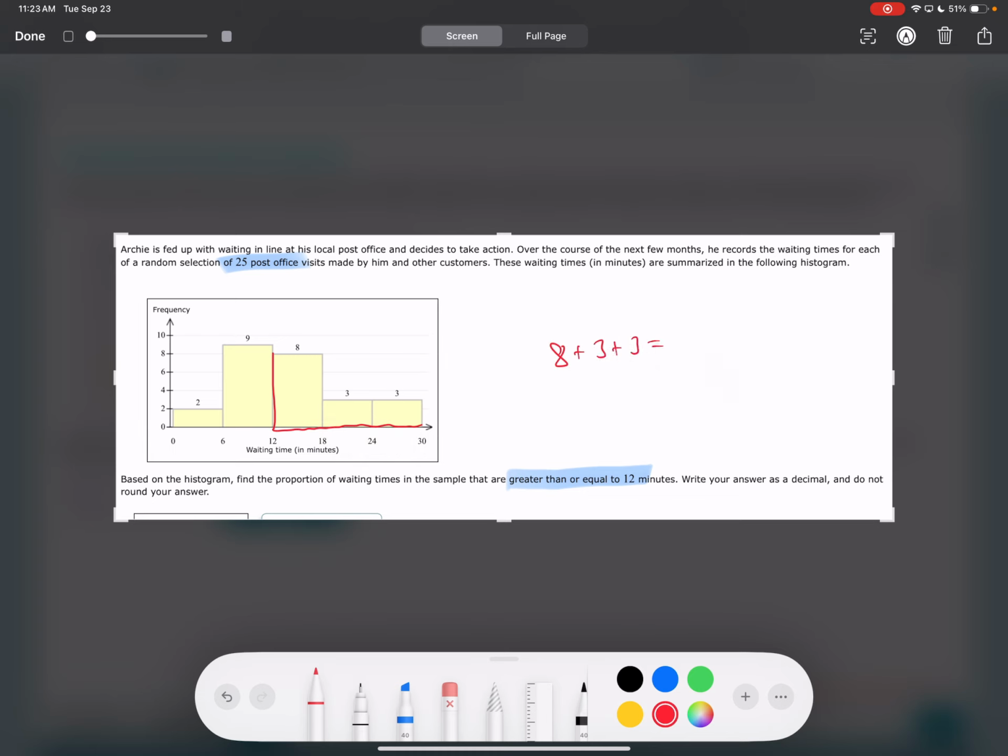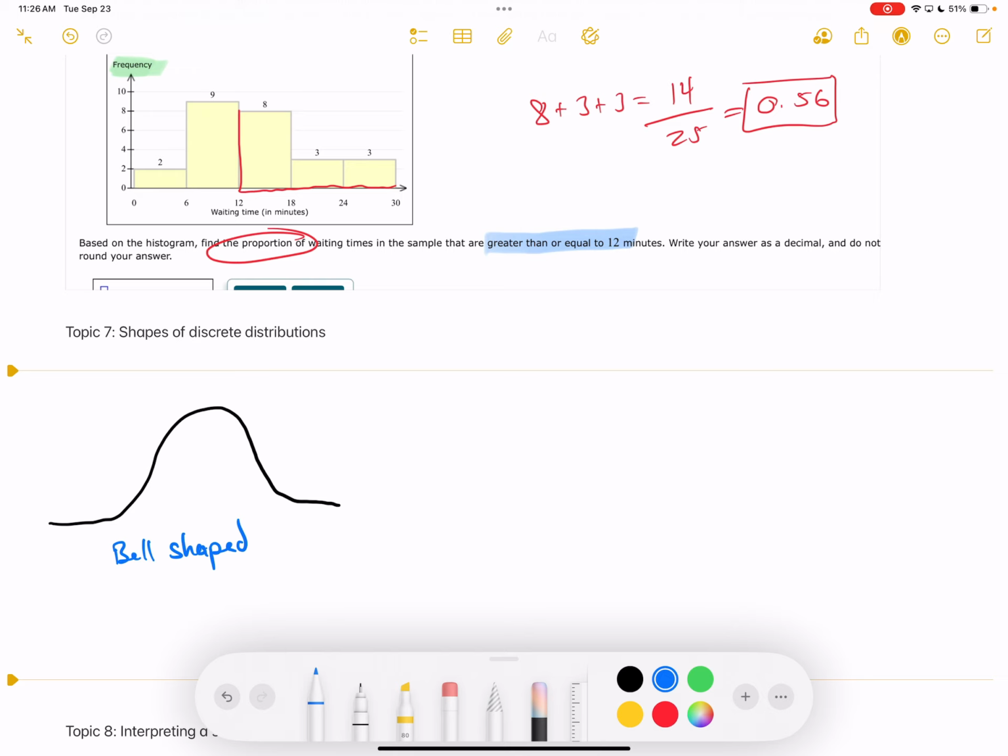A bell-shaped distribution. We don't talk about this until like chapter 6 or 7, something like that. It's called a normal curve. So what happens here is all the data, like we said, we can only sample so many people. We can't ask that many people. All data starts to turn into this. If you ask enough people, if you collect enough data, it'll always turn into this.